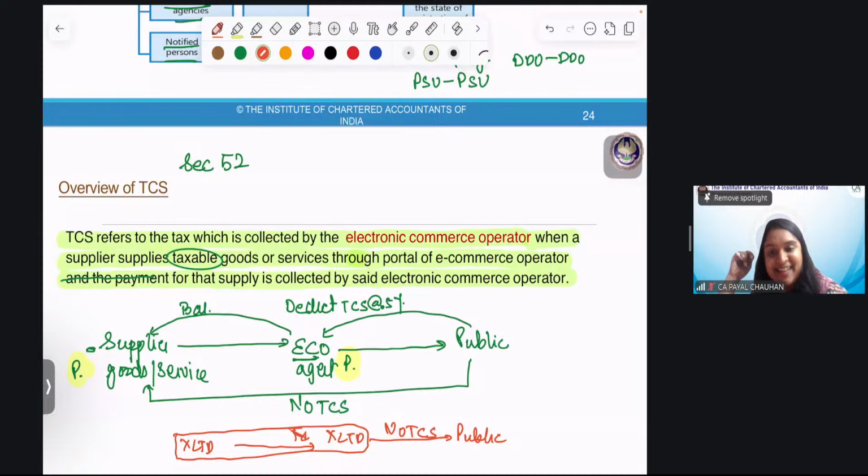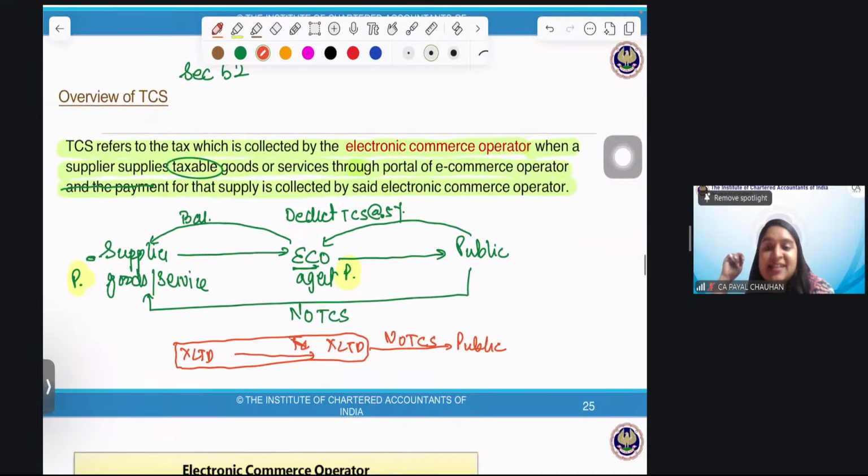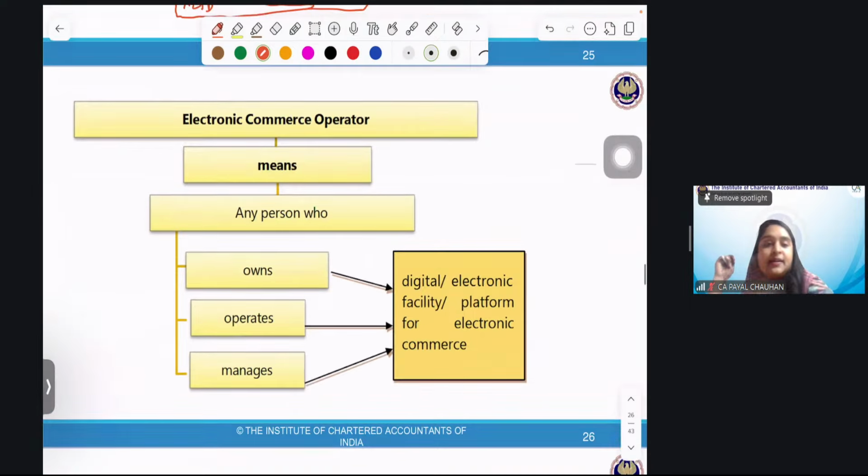Shall I read it now? Yes, Aditya, perfect answer. Yes, Mustafa. Perfect. Now, understand. Electronic commerce operator means any person who owns, operates and manages a digital electronic facility or platform for electronic commerce. See what it says: who owns, who operates and who manages. If it is an MCQ, are you able to give me the right answer? I'm not asking whether TCS is applicable or not. I'm asking who is ECO. ECO is the person who owns an electronic platform, operates it and manages it. Understood? There are three words associated with ECO: owns, operates and manages.